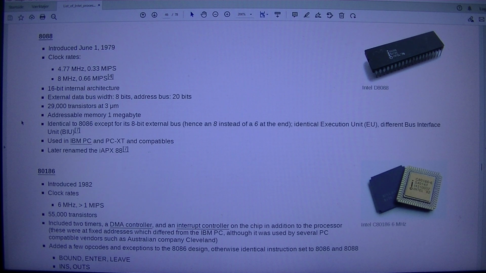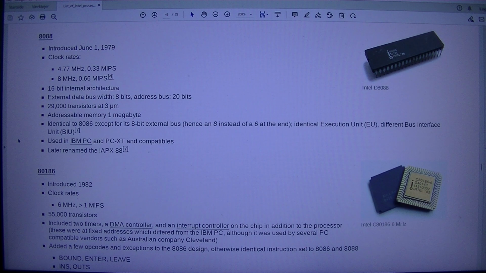29,000 transistors at 3 micrometers. Addressable memory 1 megabyte. Identical to 8086 except for its 8-bit external bus, hence an 8 instead of a 6 at the end. Identical execution unit, EU. Different bus interface unit, BIU. Used in IBM PC and PC XT and compatibles. Later renamed the iAPX 88.